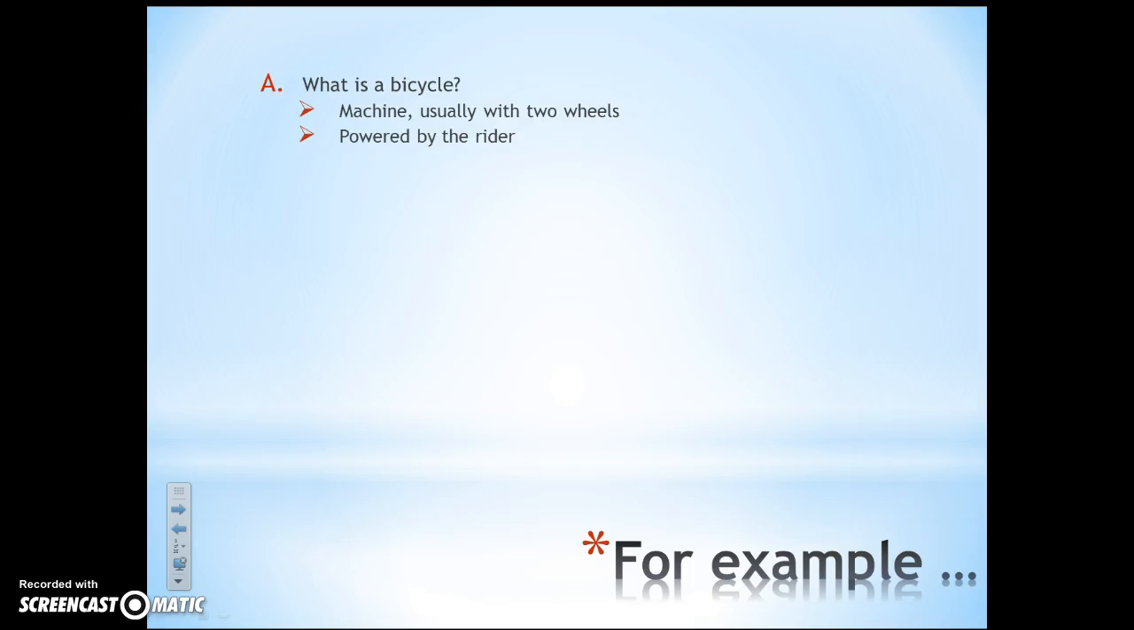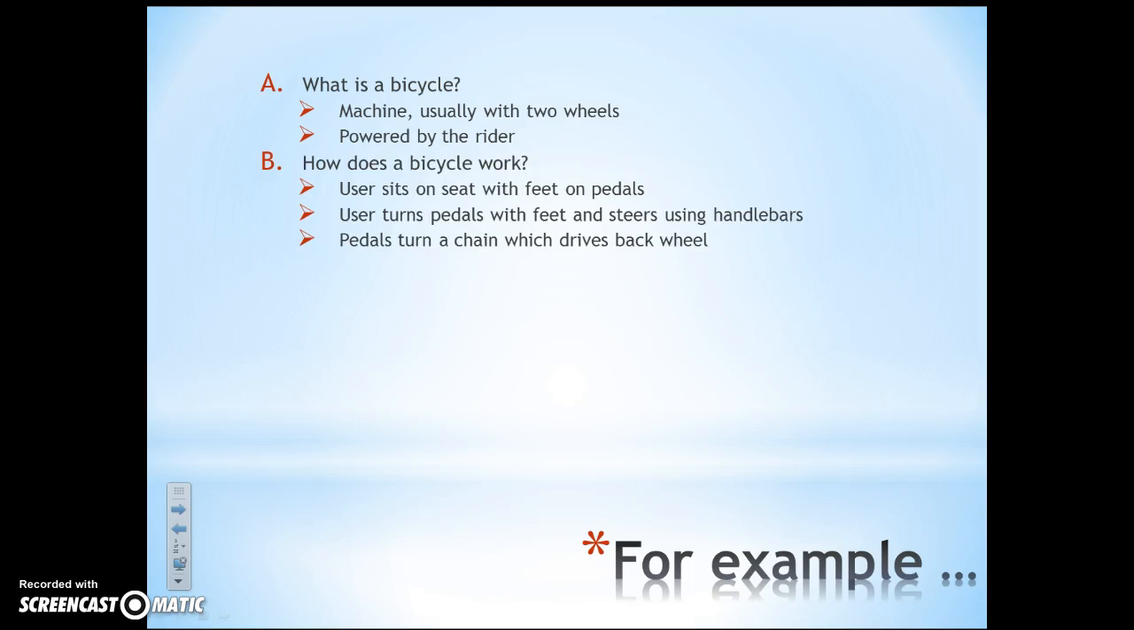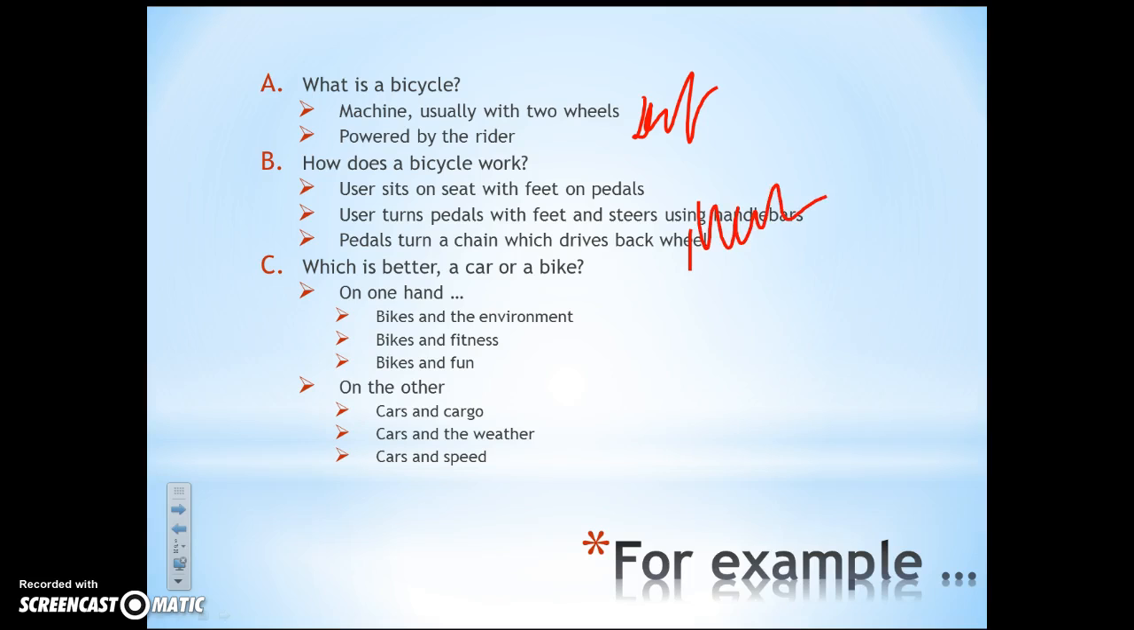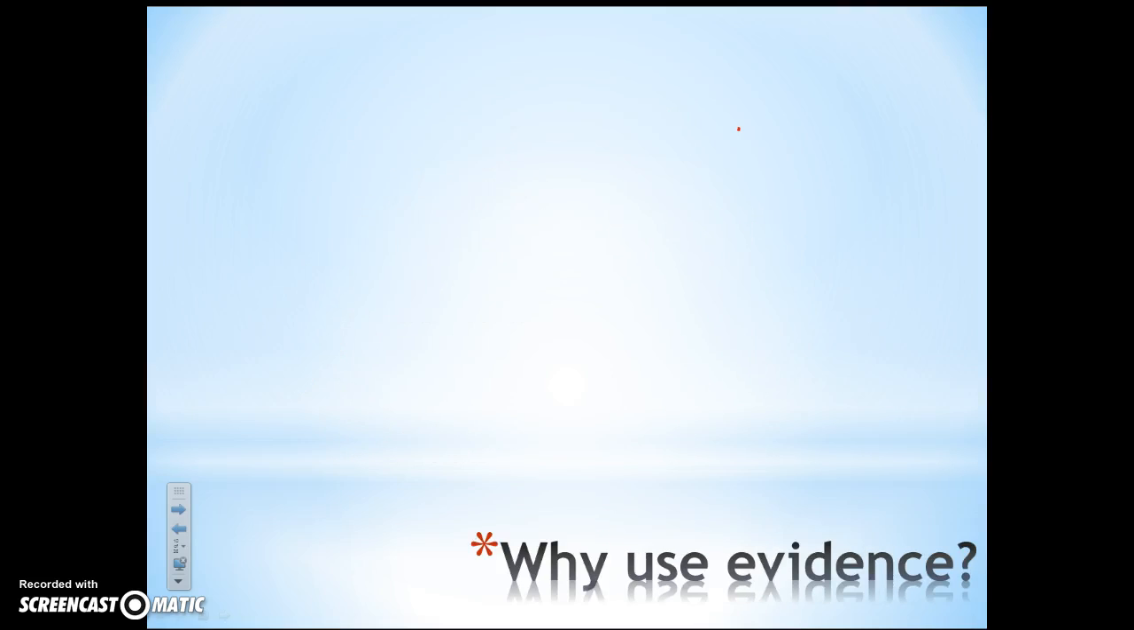Now, let's just talk about what this should look like generally. This is a definition question: what is a bicycle? This is a mechanics question: how does a bicycle work? And this is an evaluation question: which is better, a car or a bike? So this is definitions, mechanics, and evaluation. And what you're really looking to do is just to expand each of those individual points into a full answer with your explanation and your evidence.